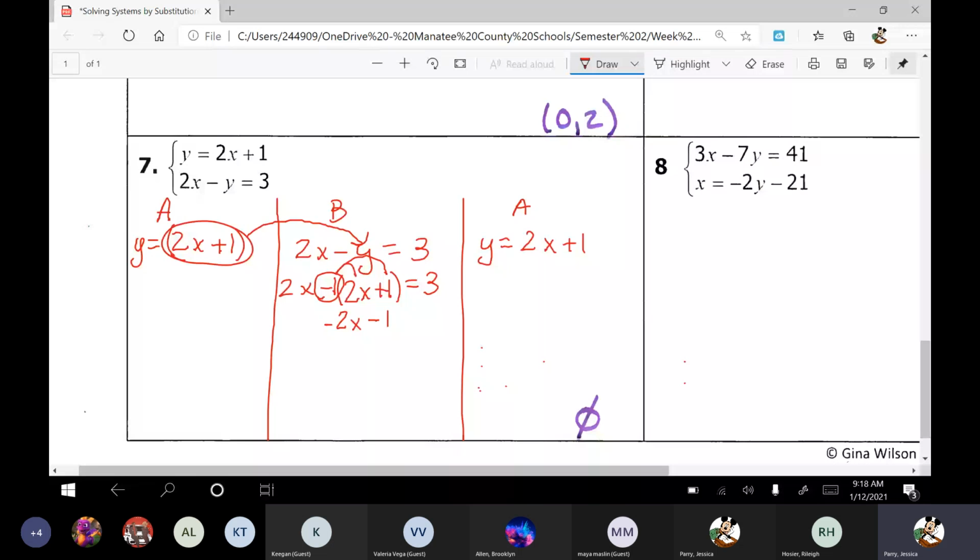Now let's copy the rest of our problem down. I haven't touched this 2x here. Bring down my equals and the 3. What should my next step be for solving this equation? Should I move the 1 to the other side, or should I combine like terms? What's going to be the best choice for solving this equation? What's the next best step? Go ahead and write it in the chat.